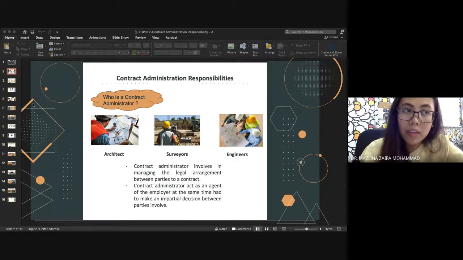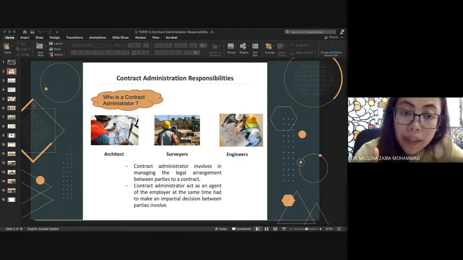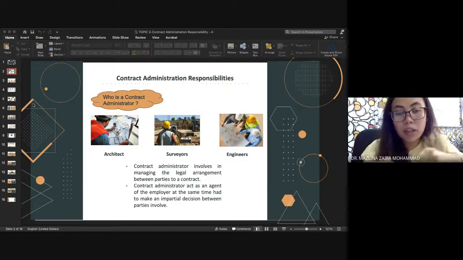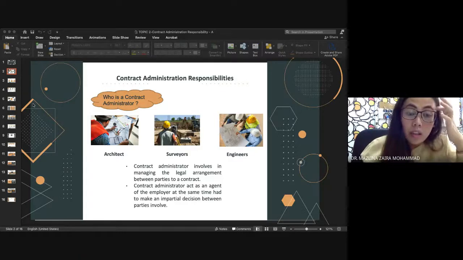So if you work with a consultant, you might have to learn more documentation. You might be appointed as a contract administrator. If you work with a contractor, you will prepare the document for tendering. When you want to get the project, you will see all the documentation about the contract, because you have to have the company to get the tender.